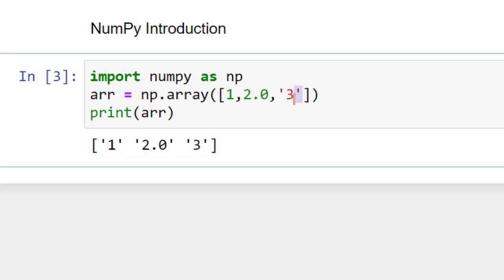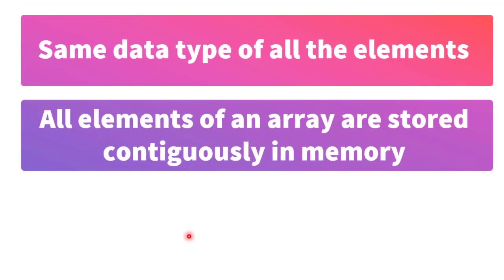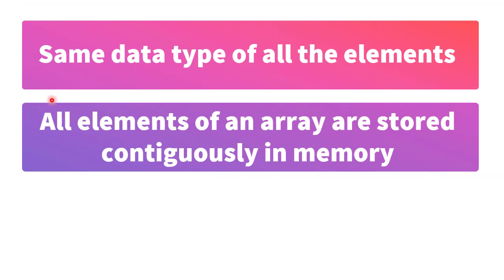Furthermore, the precedence is to string. That means if even one element is a string, all the elements will be string. And if a string element is not present and one float element is there, all the elements will be of float type. The second point is all the elements of an array are stored side by side in memory.